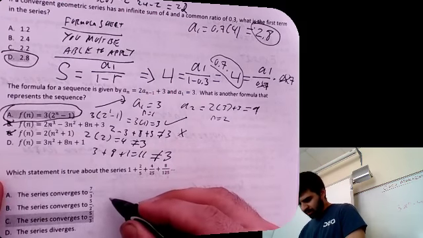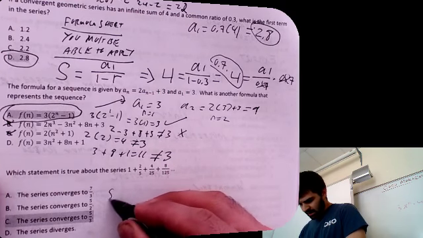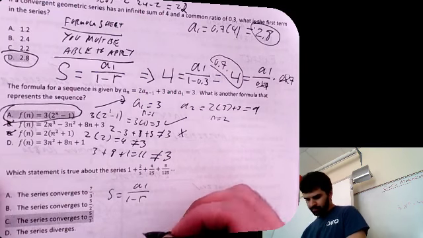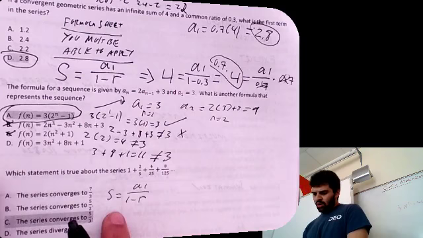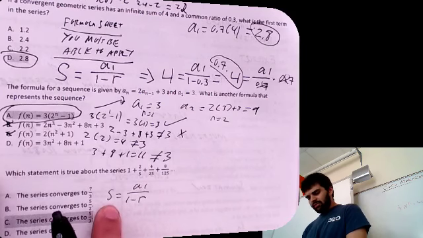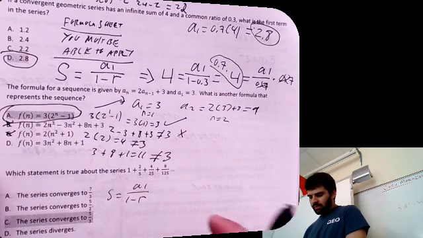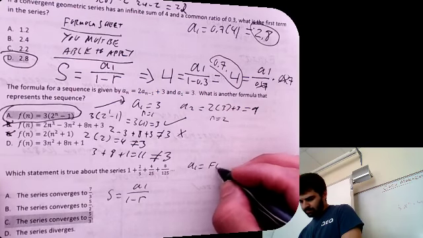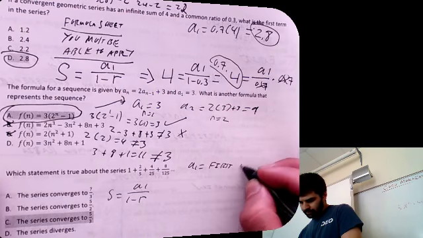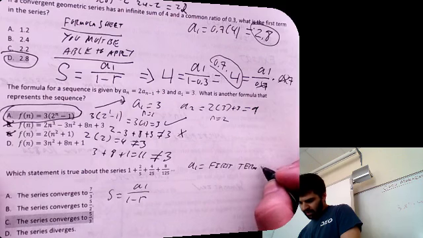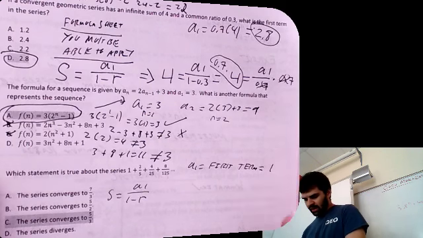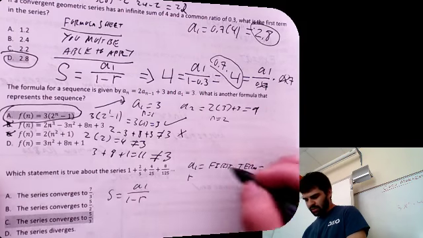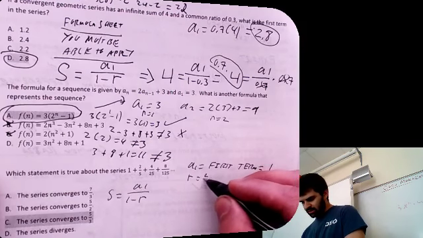Well, we can use the formula S equals A1 over 1 minus R. We don't know what it converges to, but we know A1 and we know 1 minus R. The first term, A1, is equal to 1. And then R is equal to what we multiply each time, so that's going to be 2/5. So R is equal to 2/5.